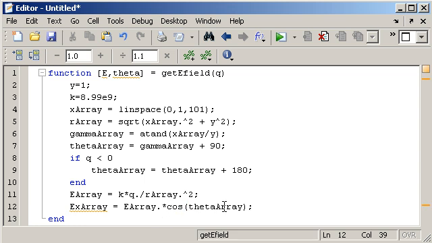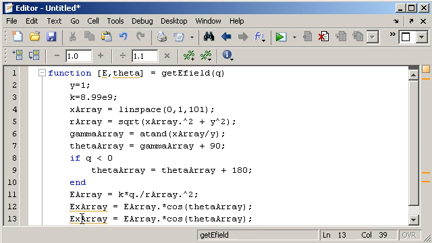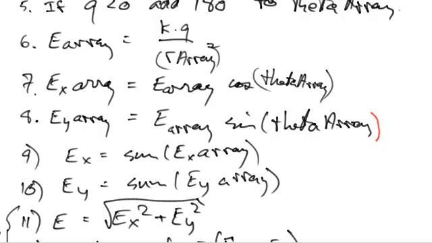So theta array is 101 values. When I took the cosine of that, I get 101 values, and I want to do this multiplication on an element by element basis. So that's why I use the dot star instead of just the star. I'm going to copy and paste this because EY array is almost the same thing, except we need a sine there. And I want to work in degrees, and that's the sine D and the cosine D. See if I've, yeah, okay, I got D everywhere. There's a trig function or an inverse trig function so far. So I'm working in degrees.